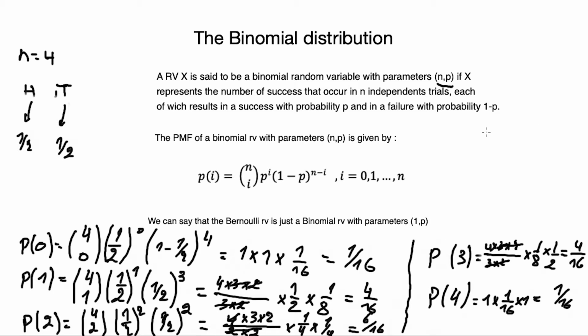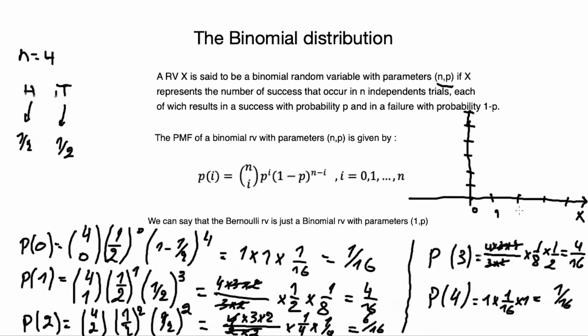We can represent the PMF, so we can represent that we have 0, 1, 2, 3, 4, and the values are 1 over 16, 4 over 16, 6 over 16, 4 over 16, and 1 over 16.